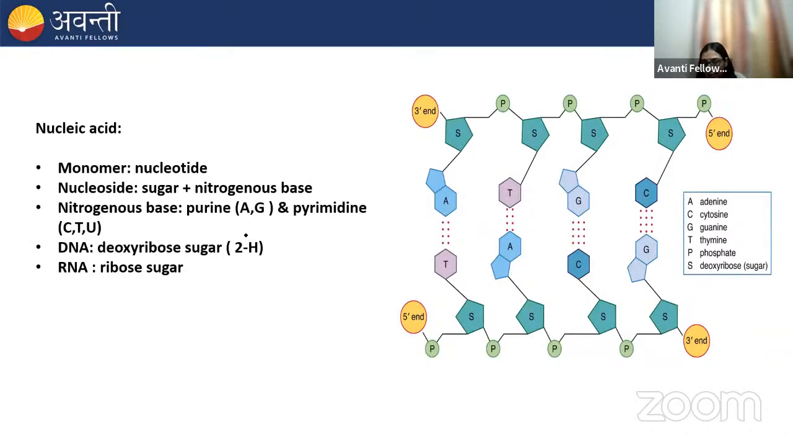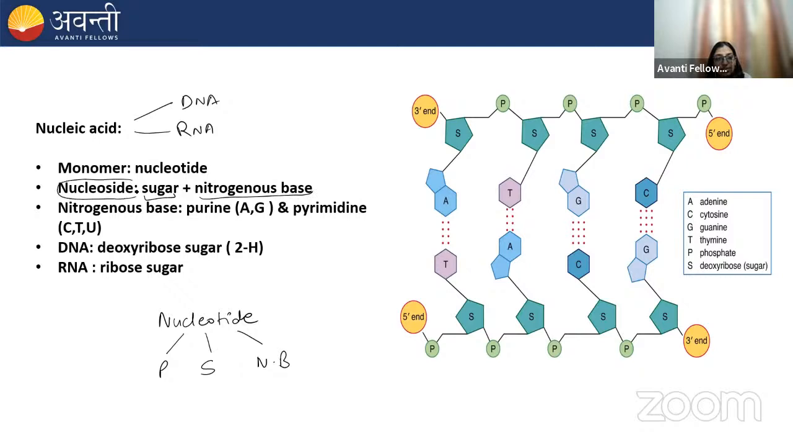Moving next to nucleic acid. There are two types of nucleic acid, DNA and RNA. We know that the monomeric unit of nucleic acid is the nucleotide. A nucleotide consists of three components: phosphate, sugar, and nitrogenous bases. If only sugar and nitrogenous base are present, then it is known as a nucleoside.